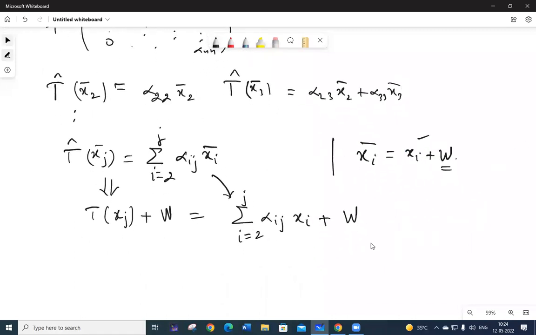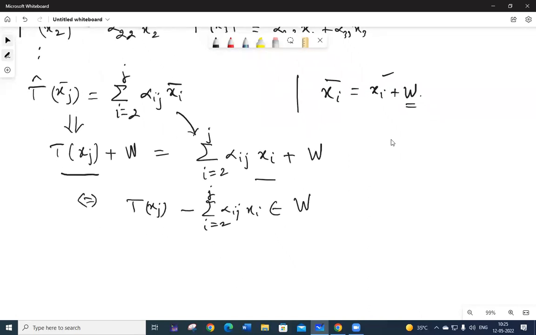Using such things, this is the action of the induced operator. And two cosets are the same if and only if Txj minus the sum, i running from 2 to j, of alpha ij xi belongs to W. But W is generated by W1 only.